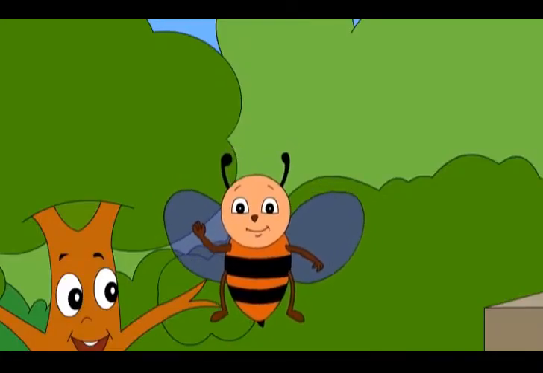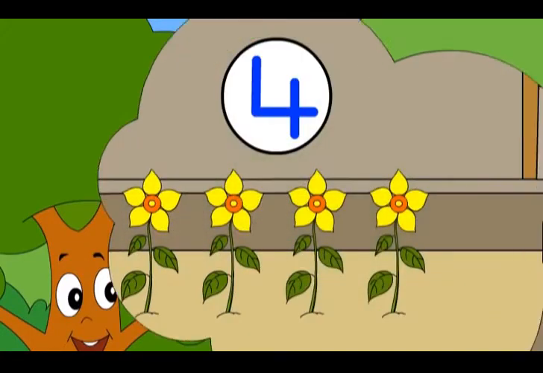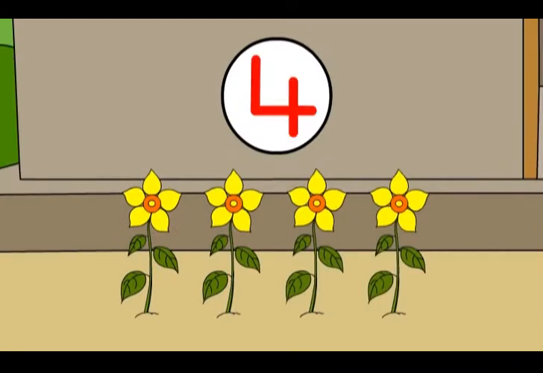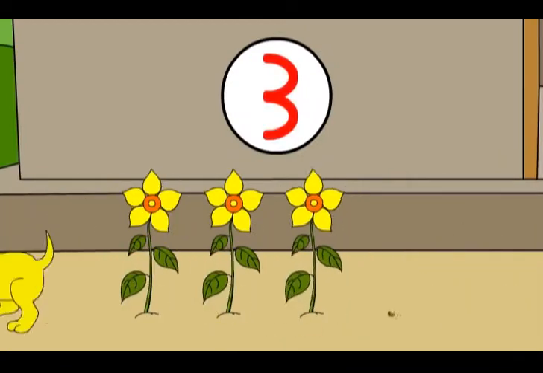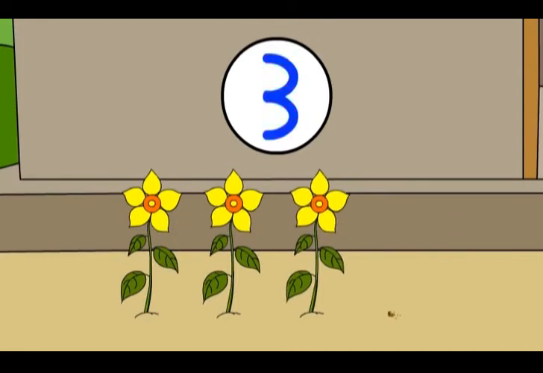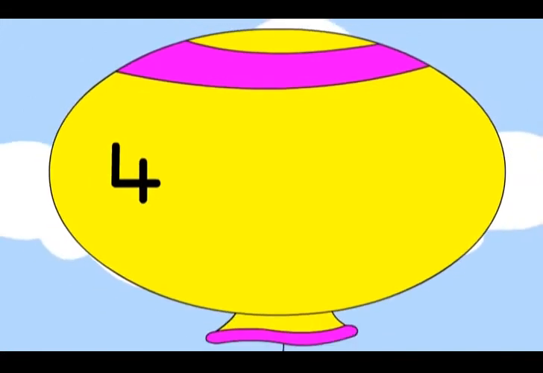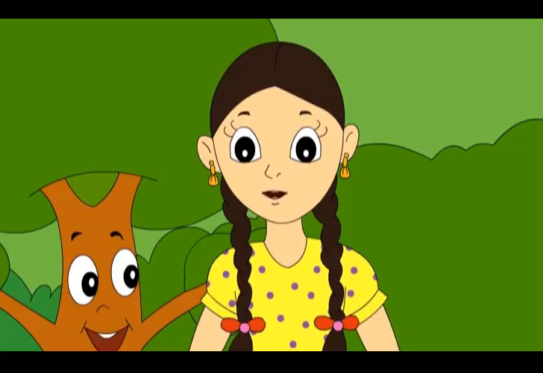Oh, now I know. I had 4 flowers. I lost 1 flower. So now I have only 3 flowers. I can say it like 4 minus 1 equal to 3. Buzz, that's very smart. Now you can subtract.